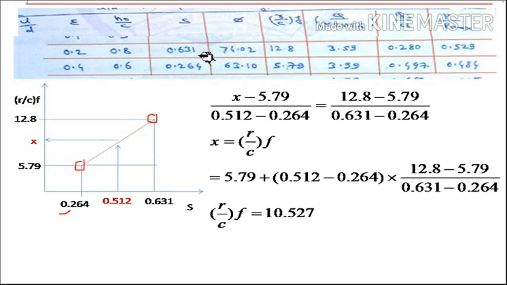Now I want the value of this R by C into F, that is the coefficient of friction variable, corresponding to the Sommerfeld number 0.512. That means I need the coordinates of this particular point. So I will be using here the similarity of triangles. Simply I will write the equation by using the height of this triangle divided by the base of this triangle. So the height of this triangle is x minus 5.79, and the base of this triangle is 0.512 minus 0.264.